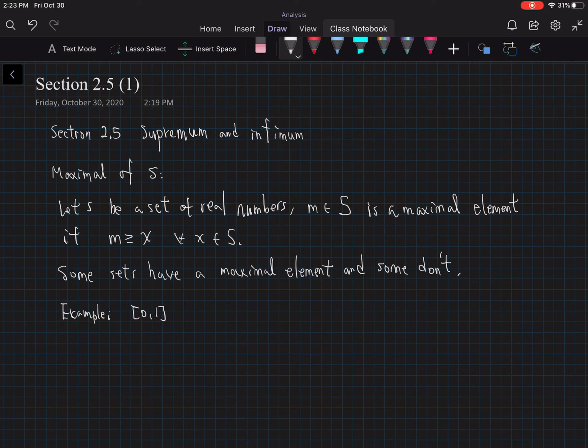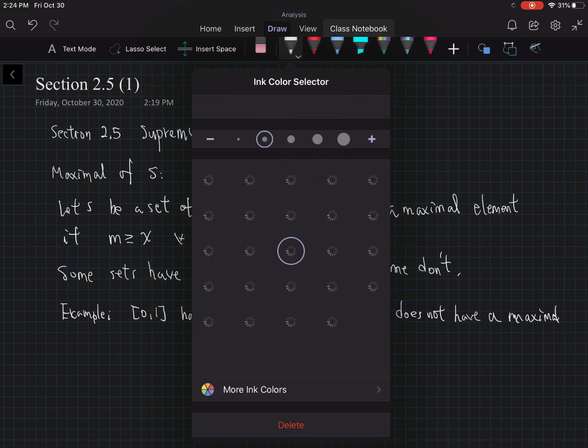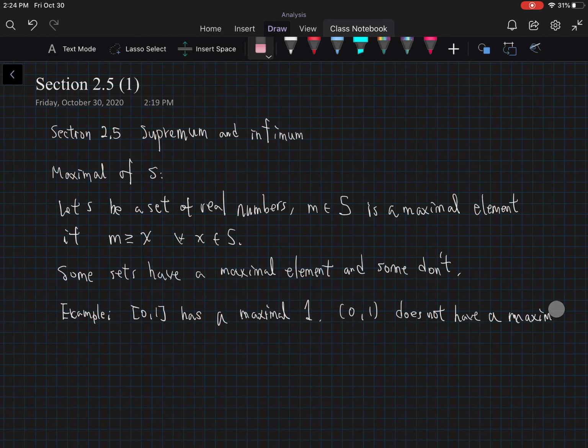The closed interval [0, 1] has a maximum, 1. However, the open interval (0, 1) does not have a maximal. Right? Because obviously between 0 and 1, there is no maximal.